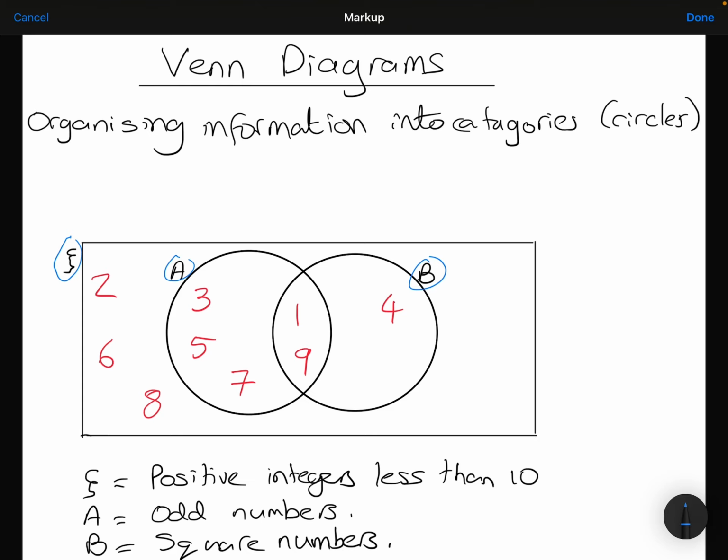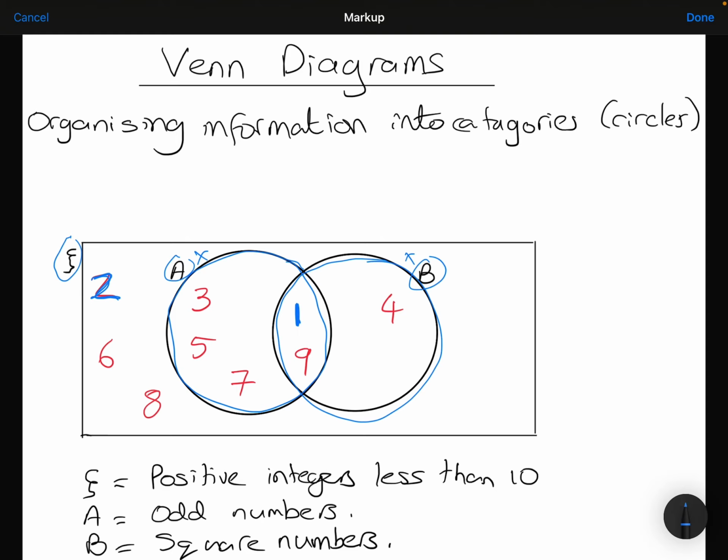So in this example I've just drawn out here, the epsilon represents all positive integers that are less than 10, the A represents all the odd numbers, and the B represents all of the square numbers. So we can see that I've put the number 1 in circle A because it is an odd number, but I've also put it inside circle B because it is also a square number. The number 2, I've put that over here because it's not an odd number, so it doesn't go into circle A, and it is not a square number, so it doesn't go into circle B.